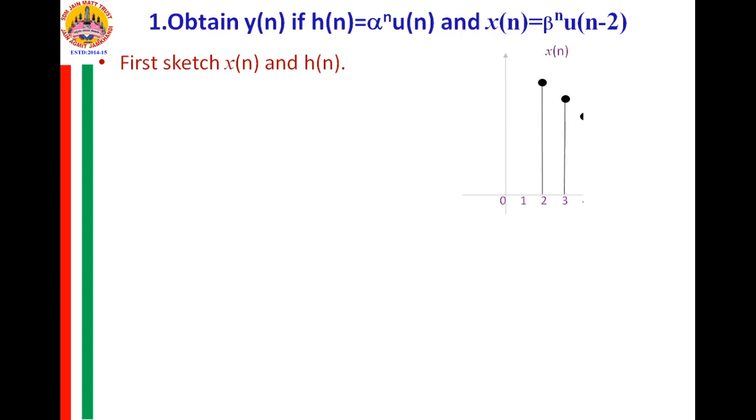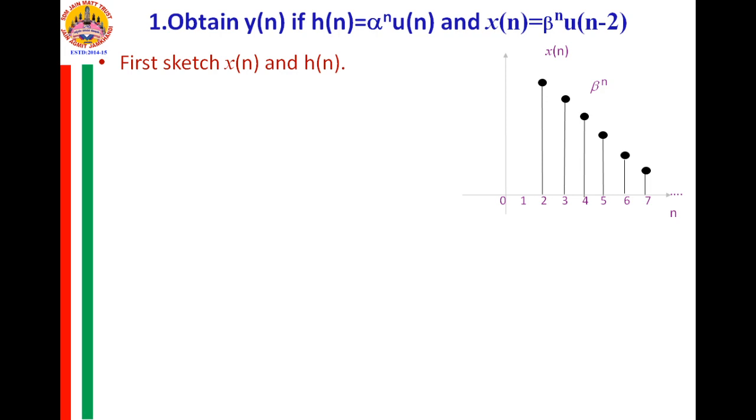So let us sketch this x[n], which is beta raised to n. It is a decaying exponential. This is beta raised to 2, this is beta raised to 3, beta raised to 4, beta raised to 5, beta raised to 6 and so on. This will go on gradually decaying, and as it goes towards infinity, it will tend towards 0. So this is the nature of x[n], and it exists from n equal to 2 onwards up to infinity. Now what is h[n]?